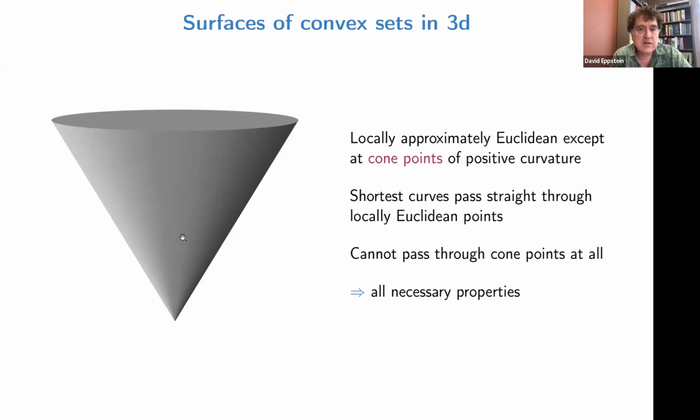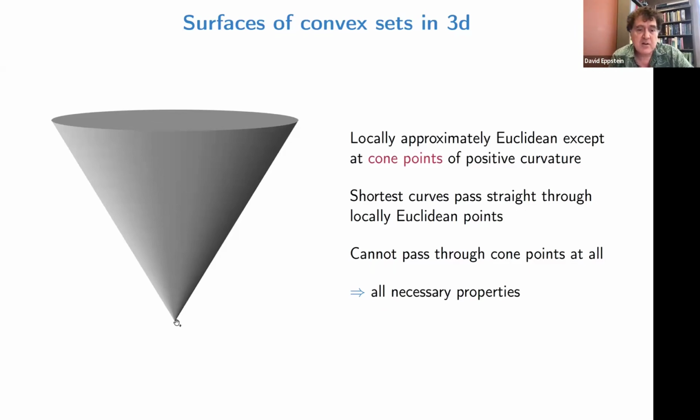And the shortest curves on a cone, there might be more than one of them. If you have a point over here and a point diametrically opposite, there could be 2 equal shortest curves. But those shortest curves pass straight through each point in its locally Euclidean geometry, and therefore they cannot merge or split, which is all that we need to prove all of the properties that we need.